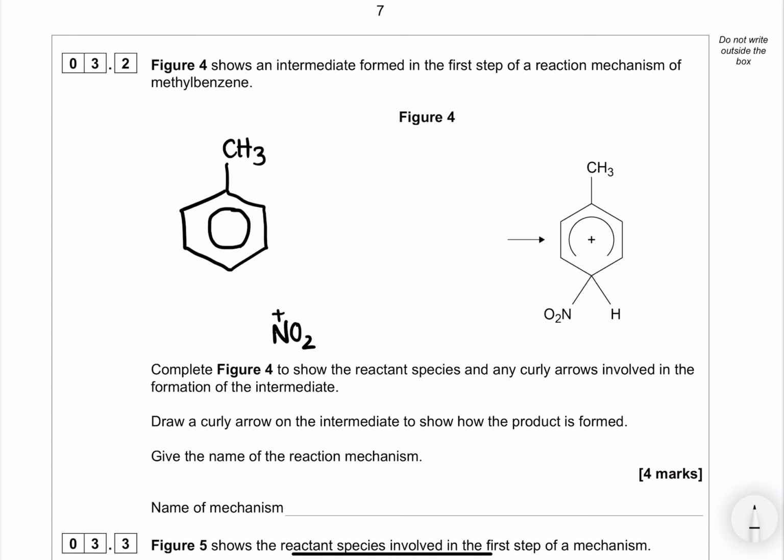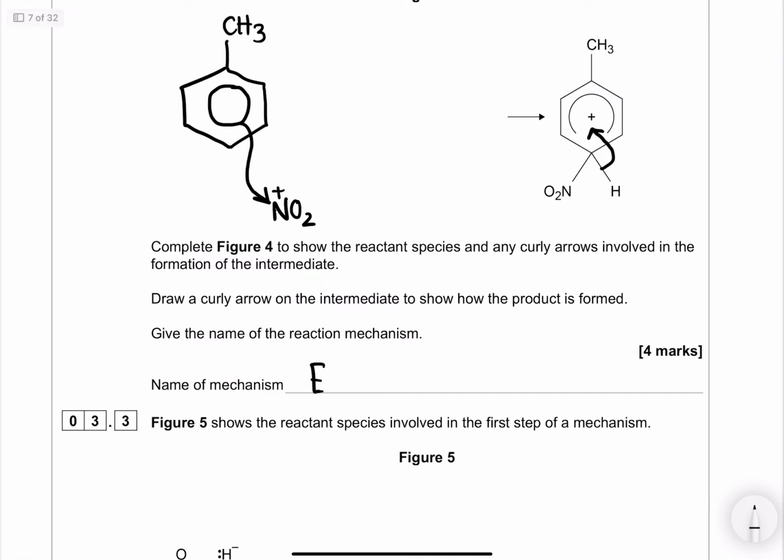So we're going to use the pi bond to attack the N with the positive charge. That's going to form our intermediate. And then on the intermediate, we're going to reform the pi bond by loss of the proton. This was electrophilic substitution.